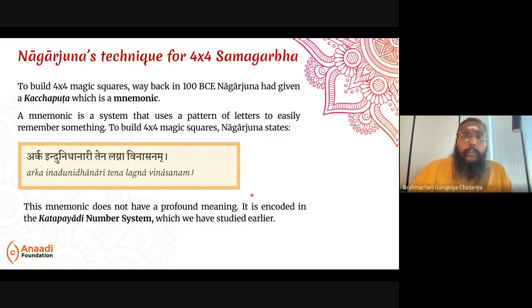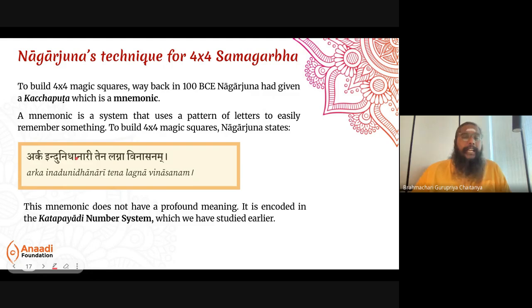Now, do all of you remember the Khatapayadi number system? Is that an easy thing to remember? So we will learn today 2 things. One from Nagarjuna, one from Narayana Pandita. From Nagarjuna, way back in 100 BCE, we see a beautiful mnemonic given by him in the Khatapayadi number system to start building magic squares. Okay. It goes like this.